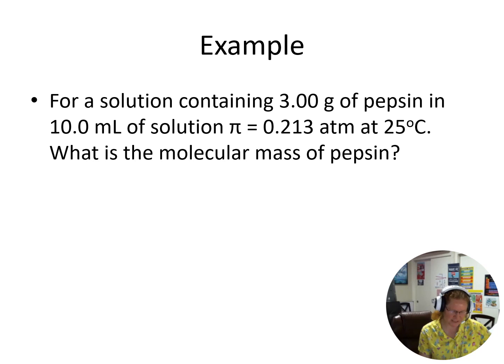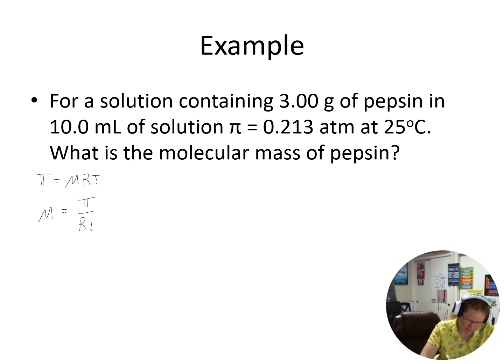All right, so we have this equation right here. Okay, so we need to know some stuff. Well, right now, R is a constant. We're given the osmotic pressure and we're given a temperature. What we don't know is the molarity. Okay, so we're going to need to solve for the molarity. So our molarity is going to be equal to the osmotic pressure divided by RT.